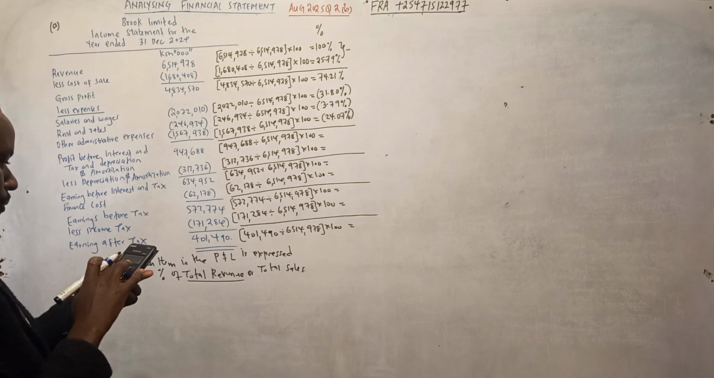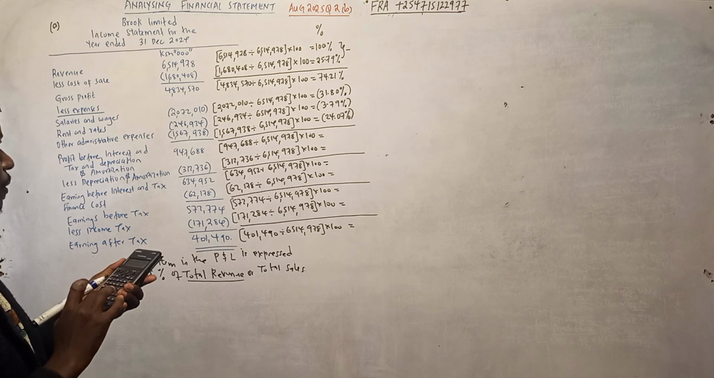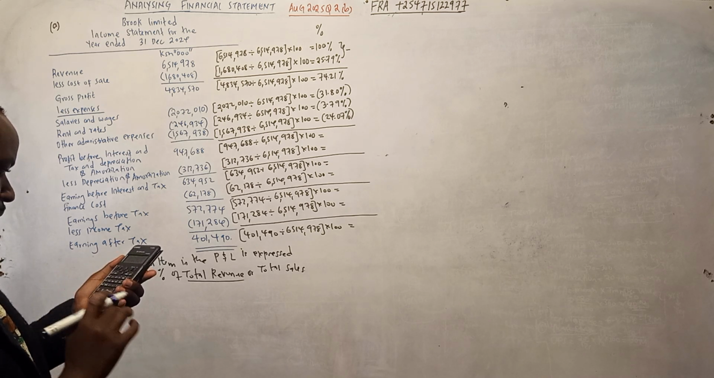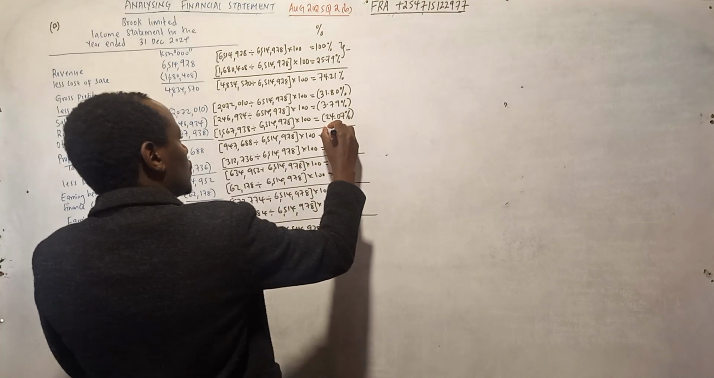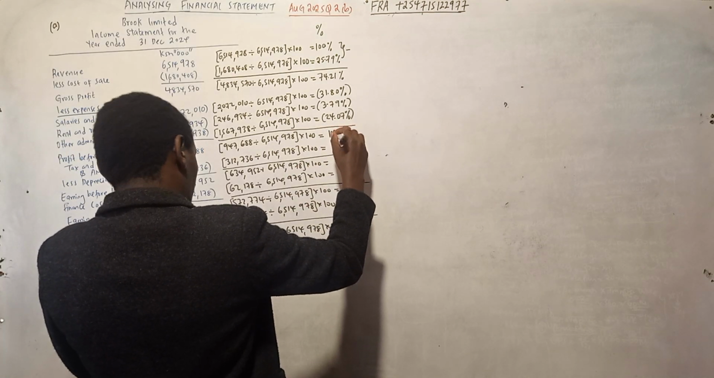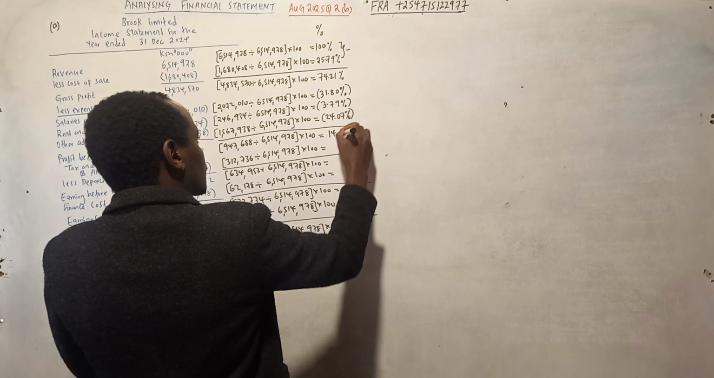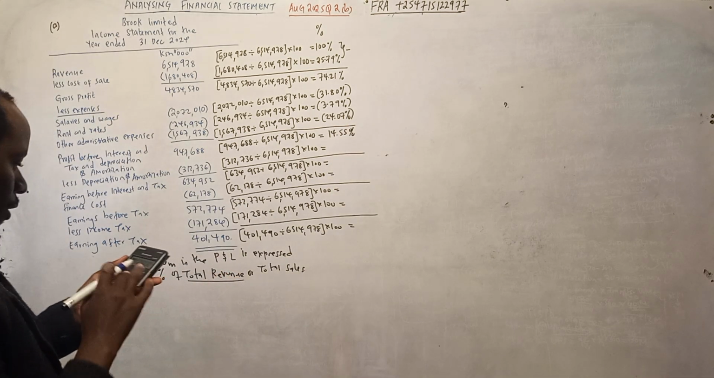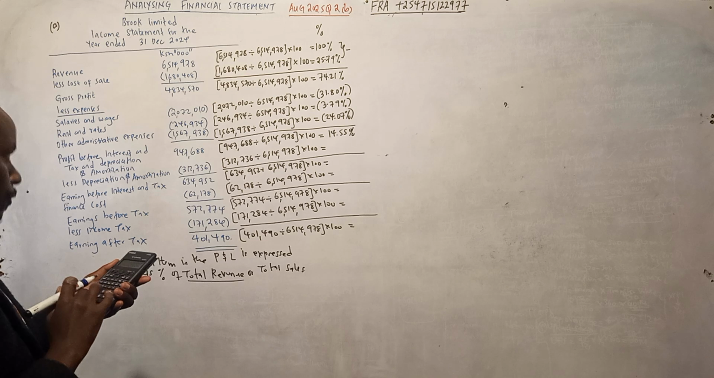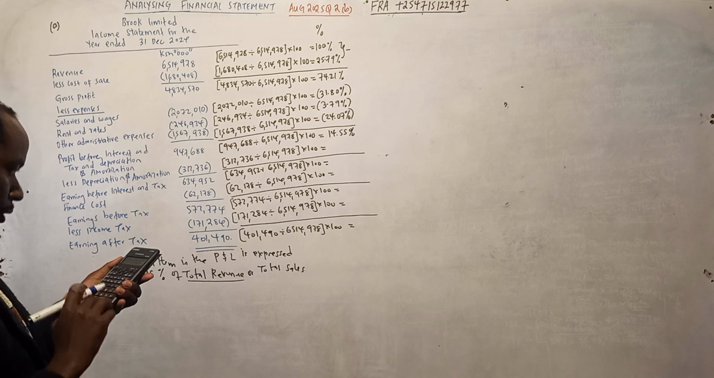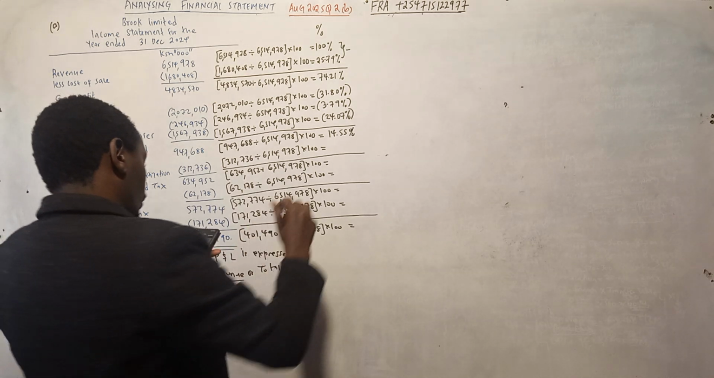The other one, 947,688, is 14.55%. Then 312,736 is 4.80%.